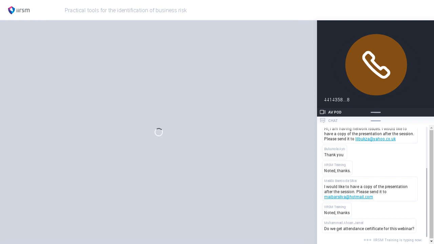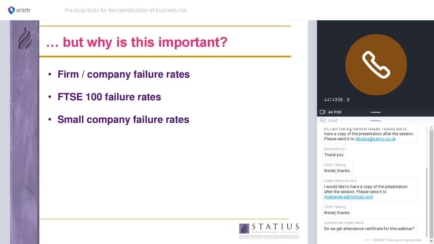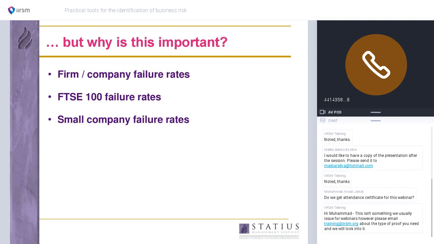So, returning to the initial question, why is this important? The UK FTSE was set up in 1984 with 100 of the then biggest companies. As of last year, only 27 of those original 100 companies remained in the FTSE. The others have been taken over, demerged, delisted, or collapsed. Think Carillion, Woolworths, and MFI.